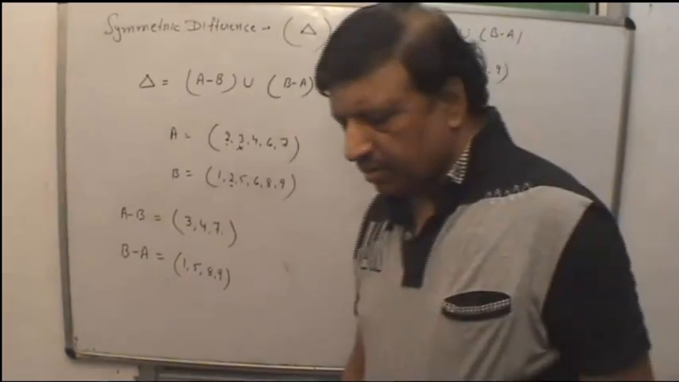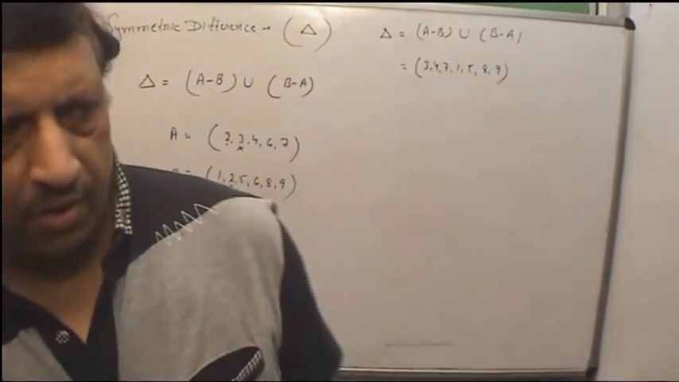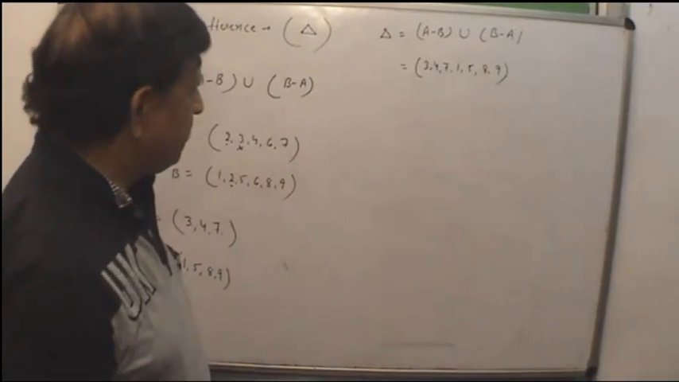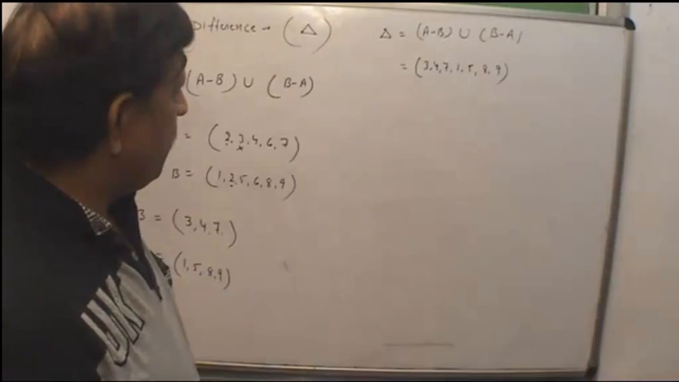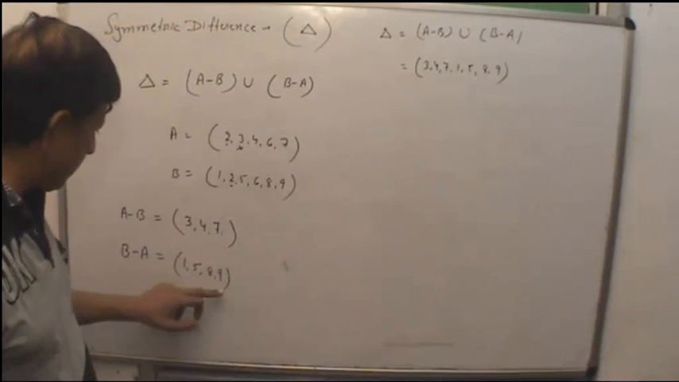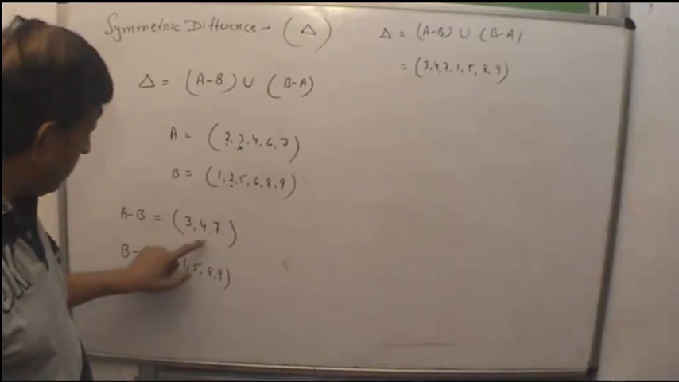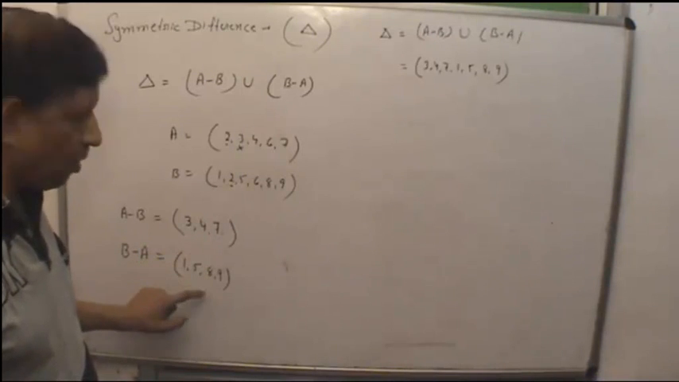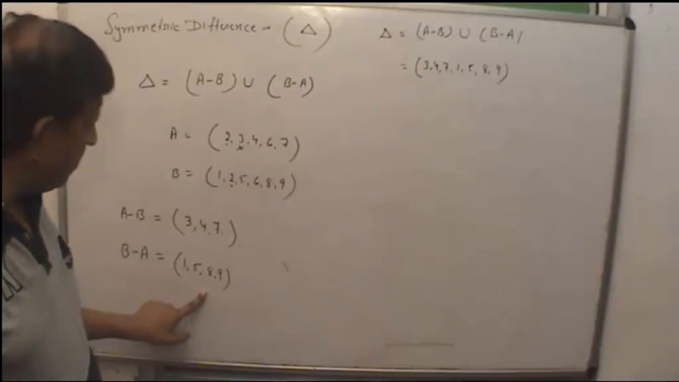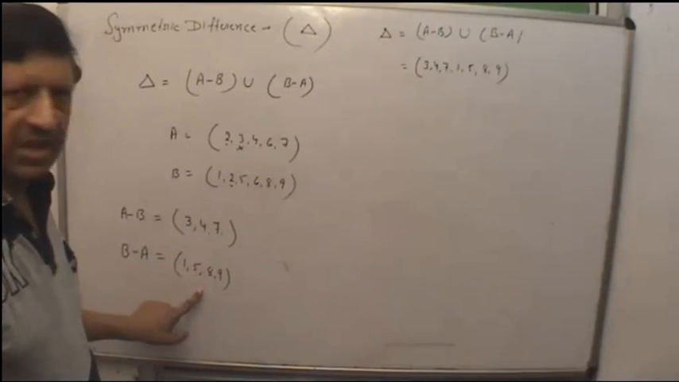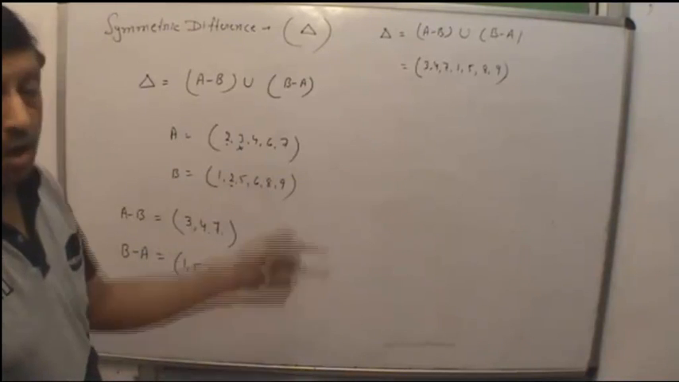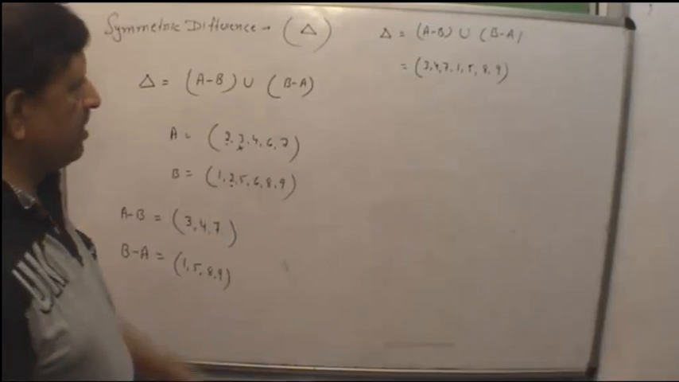But there is some particularity in this result that we see carefully. Here the elements are 3, 4, 7, 1, 5, 8, 9. There is no element common. It means their intersection is empty. Empty means always empty for symmetric difference.